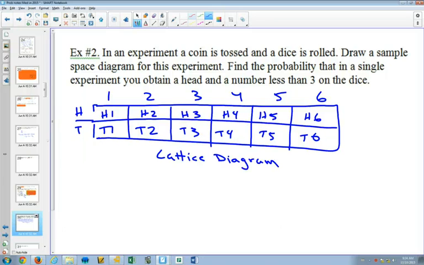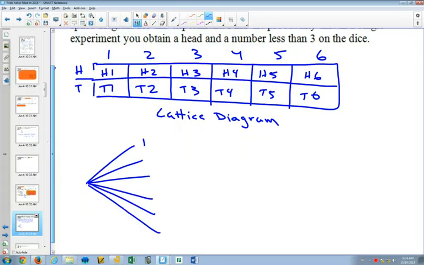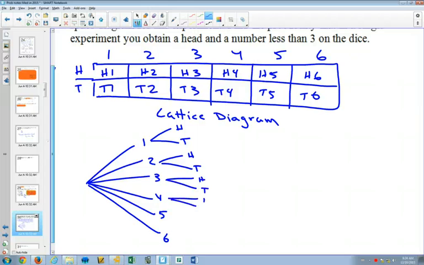Another way of showing a sample space is with a tree diagram. In a tree diagram, you pick either one of your events to go first. So if I roll the dice first, 1, 2, 3, 4, 5, 6 would be my options there. Then, with the 1 could be heads or tails. With the 2 could be heads or tails. With the 3 could be heads or tails. With the 4 could be heads or tails. With the 5 could be heads or tails. With the 6 could be heads or tails.